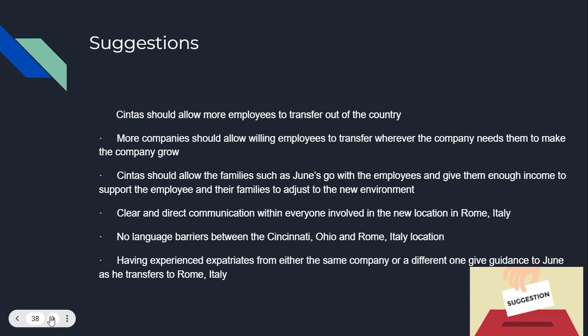Clear and direct communication with everyone involved in the new location. No language barriers between the Cincinnati, Ohio, and Rome, Italy location. So help them get ready for moving to a different country by talking to them in the language that they are going into, so that they can get used to the language.